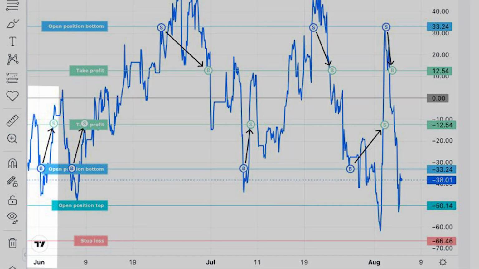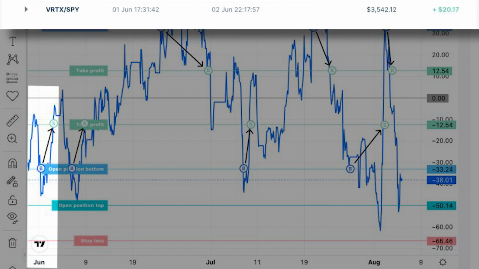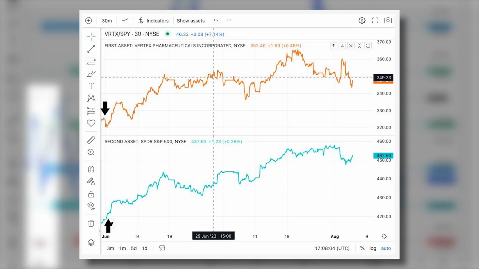On June 1st, the bot identified an opportunity to buy the pair, which is to buy Vertex and short the S&P 500 ETF. Now this resulted in a profit the next day when the pair went up in price. Now, if we were to look back at the charts, you can see that Vertex stock was going down while the S&P 500 ETF was going up.